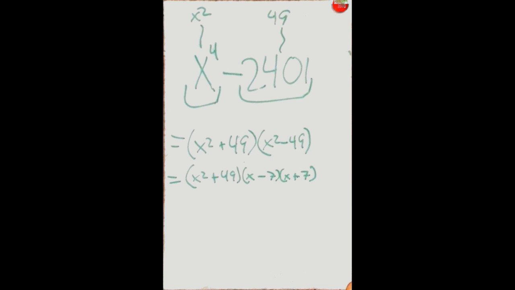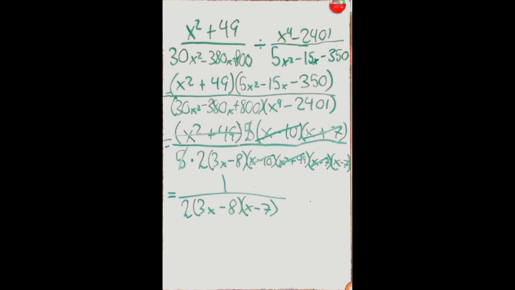Indeed we can. In the second factor, the first one is x squared plus 49. The second one, since it's a difference of squares, we can indeed go even deeper. So the final answer will be x squared plus 49 times x minus 7 times x plus 7, because 7 is the square root of 49 and x is the square root of x squared. So that was all.